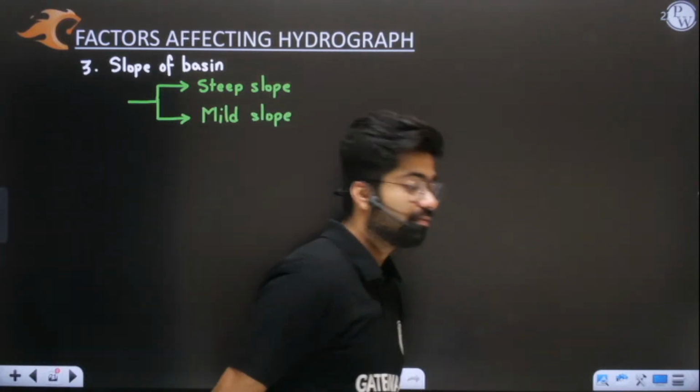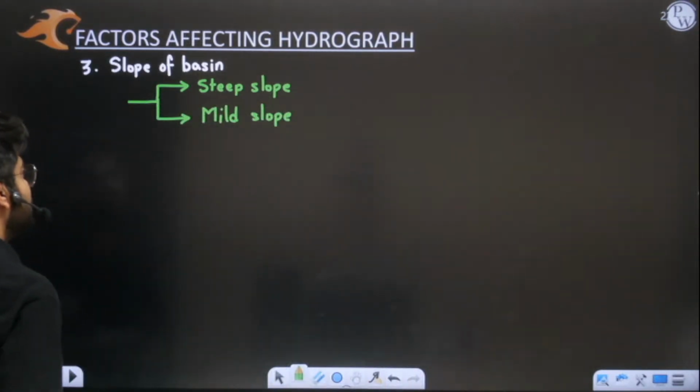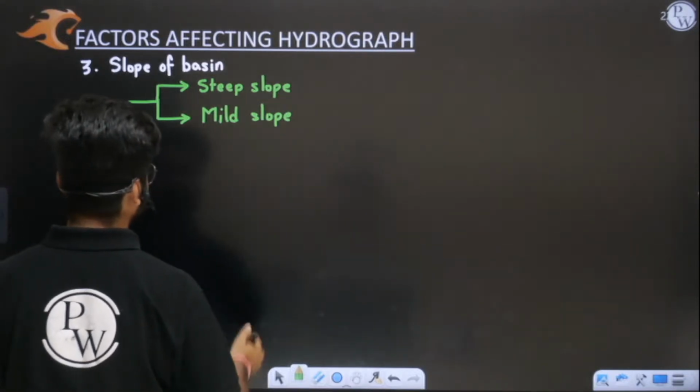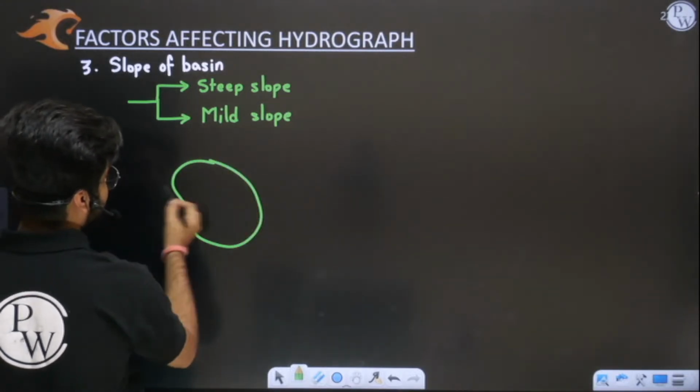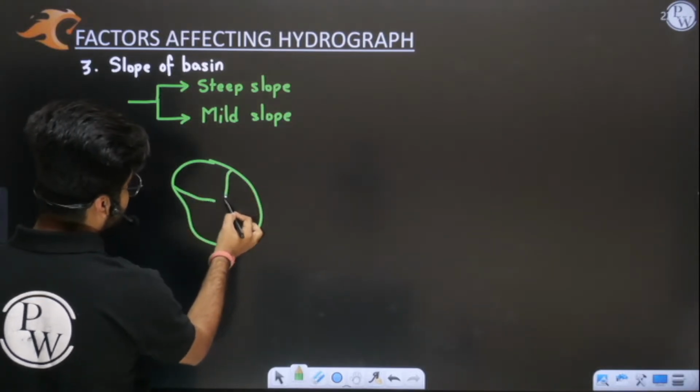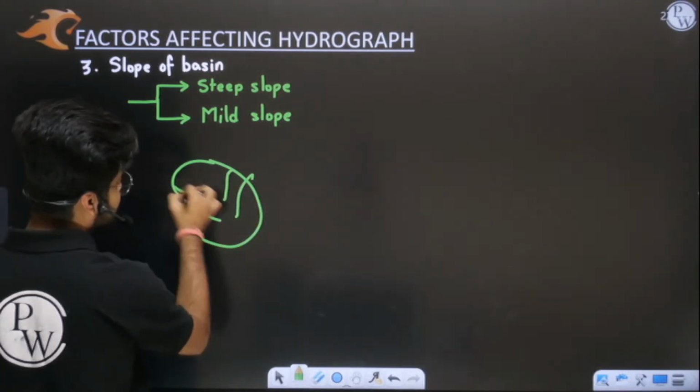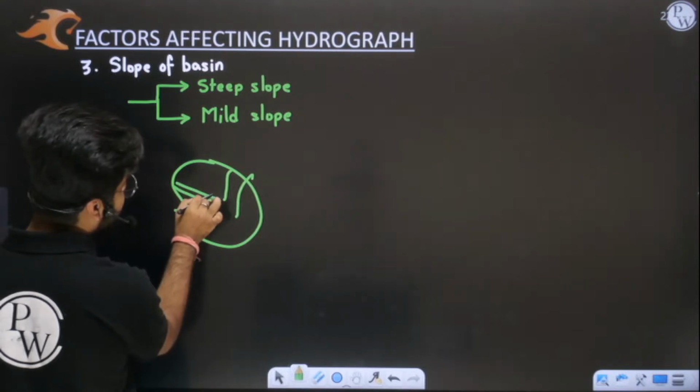Now guess where it will drain off quickly. When it has a steep slope. So let us say this is our catchment area and this slope is very, very steep. This valley is having a very steep slope. So water will quickly go into the river.